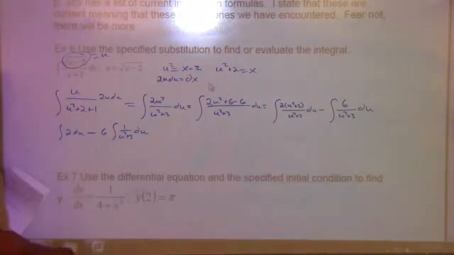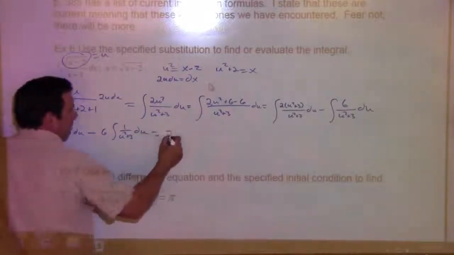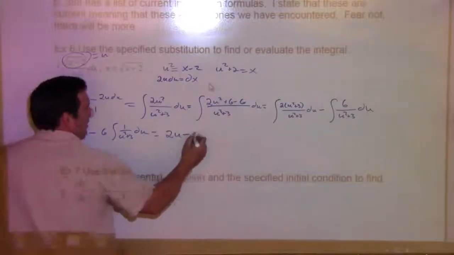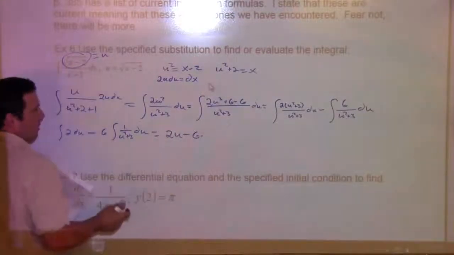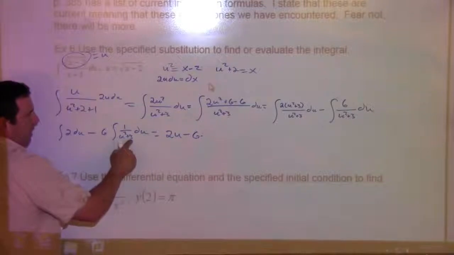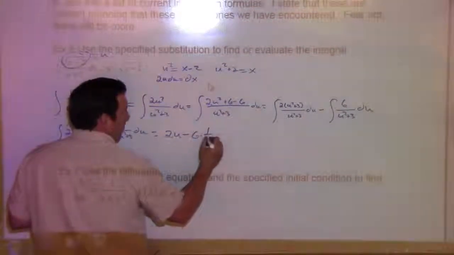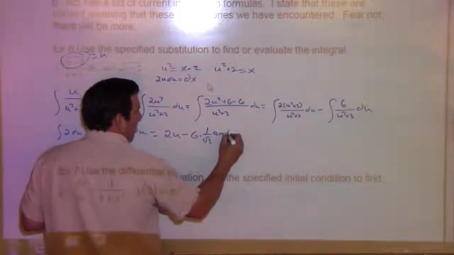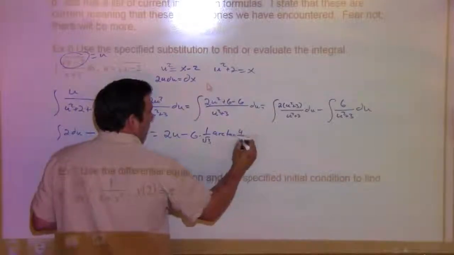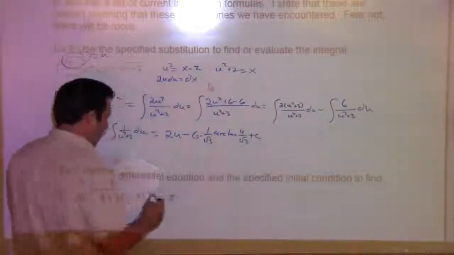This looks like an arctangent. So we have 2u minus 6 times, now arctangent, it's going to be 1 over a, where a is the square root of 3, so it's 1 over the square root of 3 arctangent of u over the square root of 3 plus c.